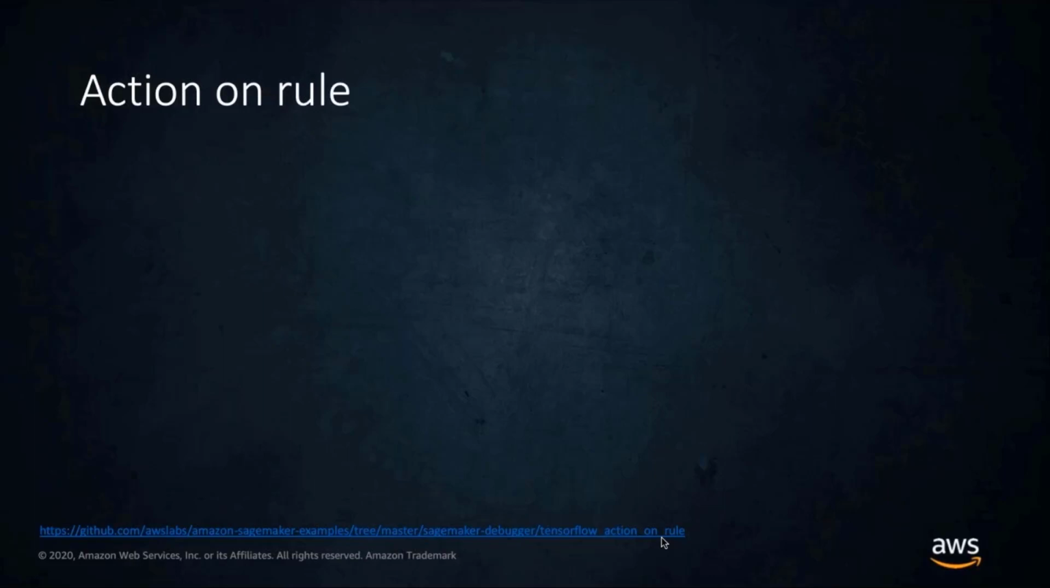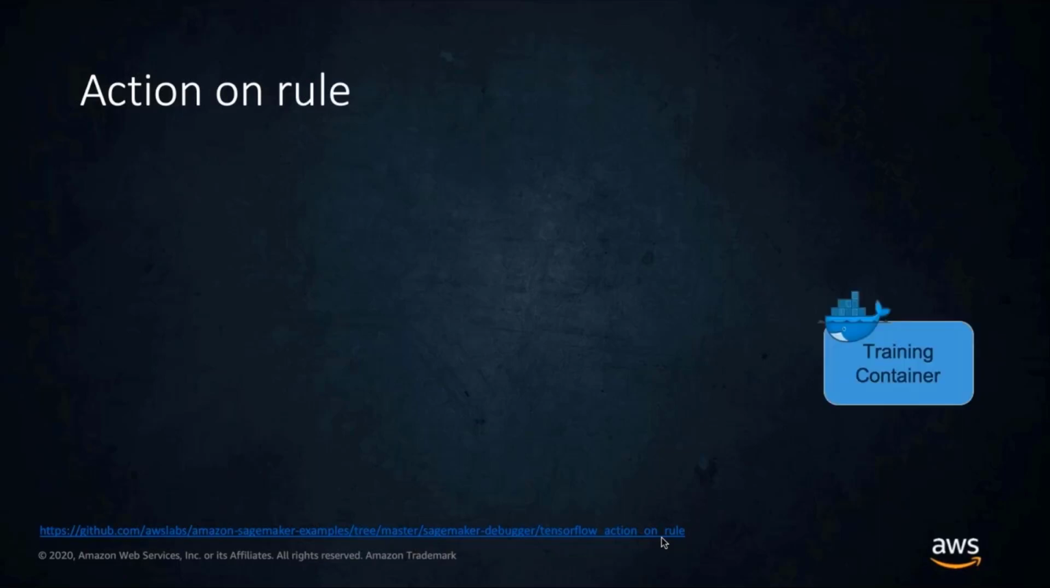So we can now connect the rule with an action. And that's actually a powerful feature, because if our training job runs into a certain issue, it might be worthwhile to stop the training job and not continue training a model that will actually result in a low quality model. So how can we do that?